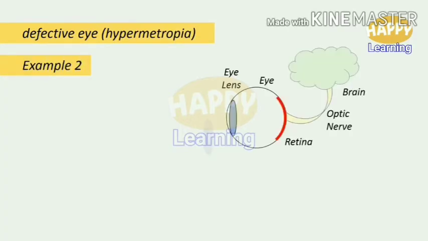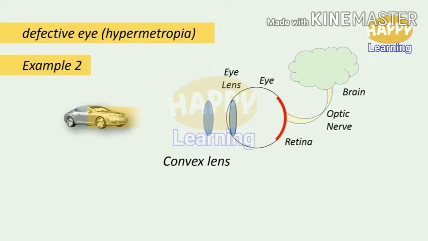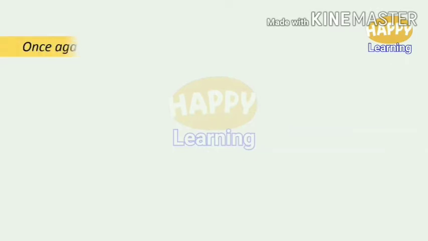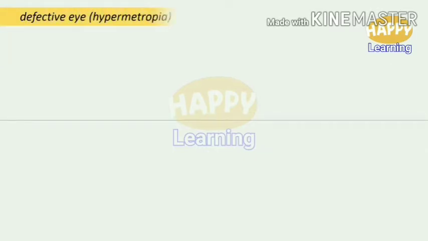This is also a defective eye. Let it be example 2. A convex lens is placed in front of the eye. The rays coming from the object are first converged by the external convex lens. Then the rays are again converged by the eye lens. The rays meet on the retina, so a clear image is formed on the retina and a clear image is read by the brain.